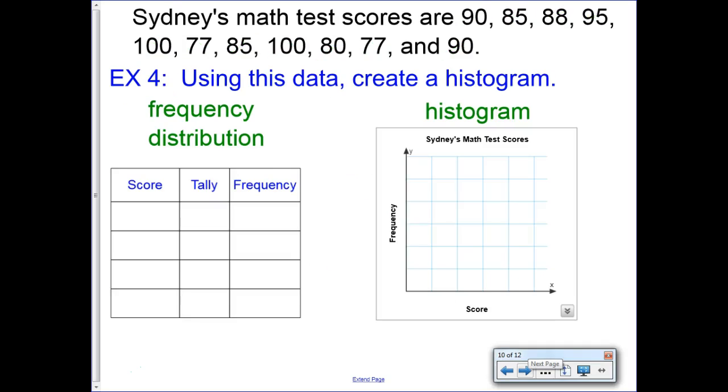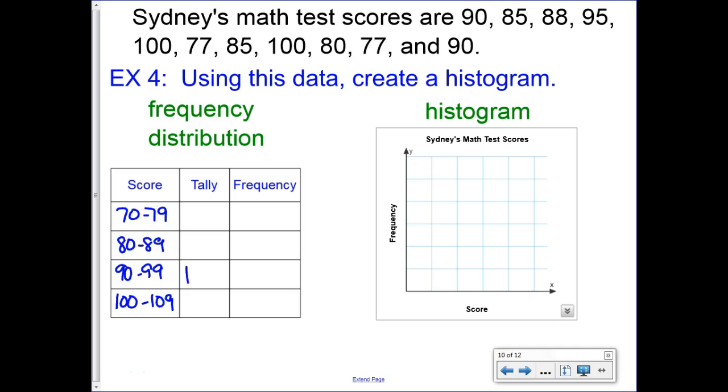Okay, we have our test scores again. Using this data, create a histogram. I'm going to use the same kind of bins to place them in the frequency distribution table. So I have scores from 70 to 79. I have 80 to 89. I have 90 to 99. And I have 100 to 109. And so we want to just mark down how many times that happens.